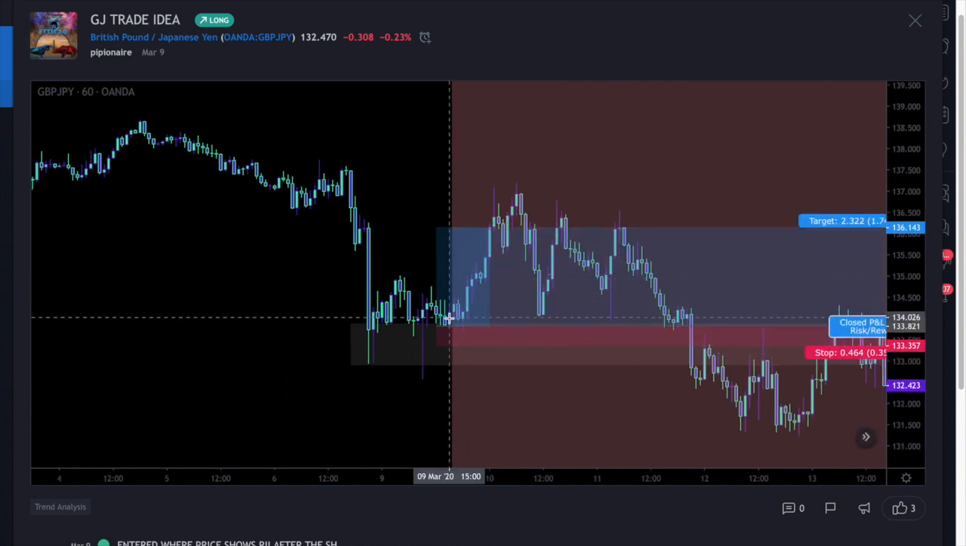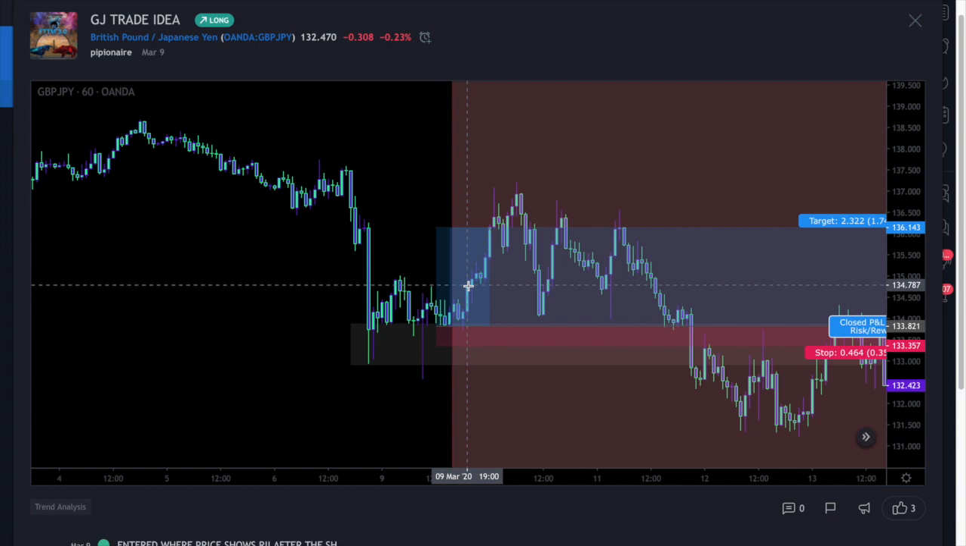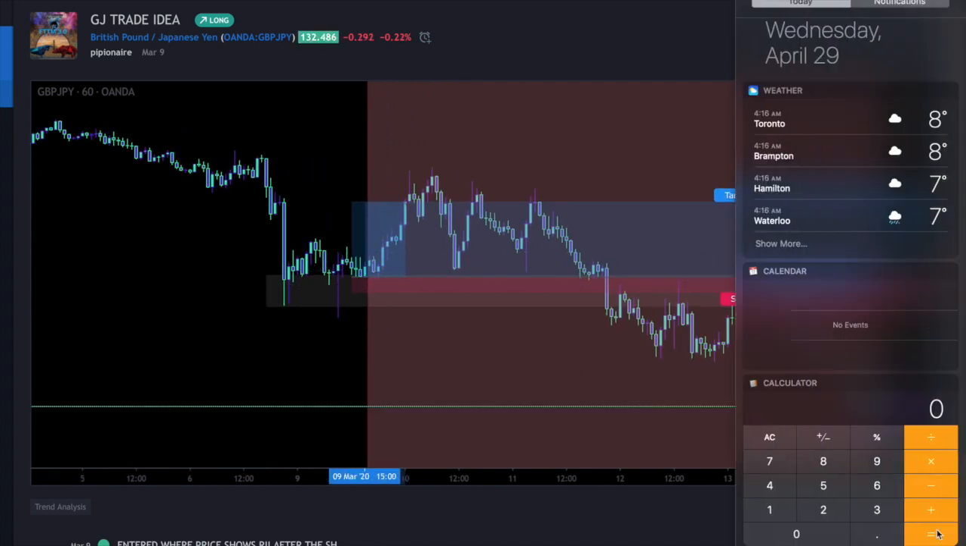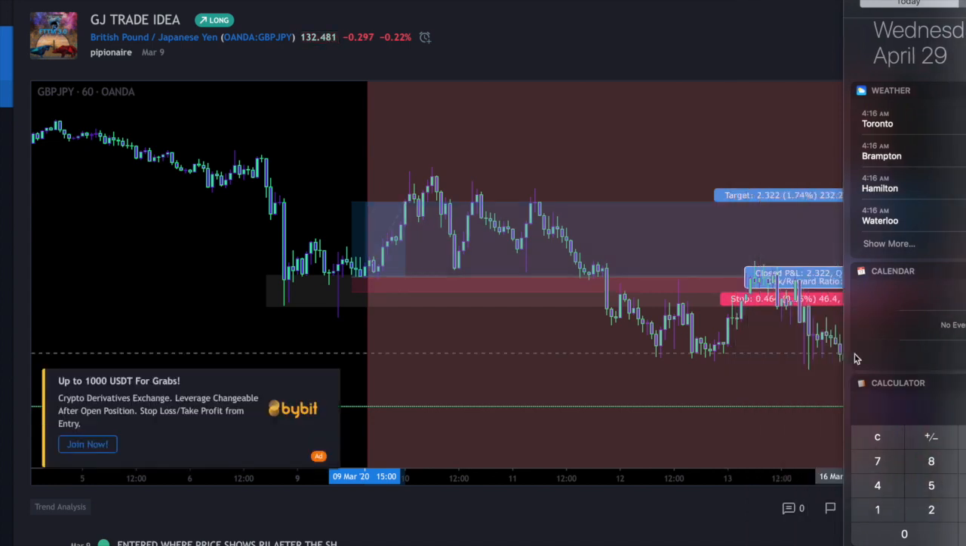So this trade hit TP, we entered at the stop point, and this smashed TP at around 1 to 5 risk reward. So now our account's approximately 10,000. We made 5% return, and now our account's at 12,500.